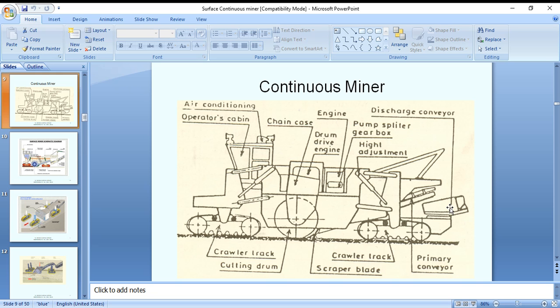Discharge conveyor. This is a discharge conveyor. Other height adjustments and pump splitters, these are there. So this is overall parts of the continuous miner. The basic function is the cutting drum and its loading mechanism, and connected bridge conveyor or chain conveyors are there.